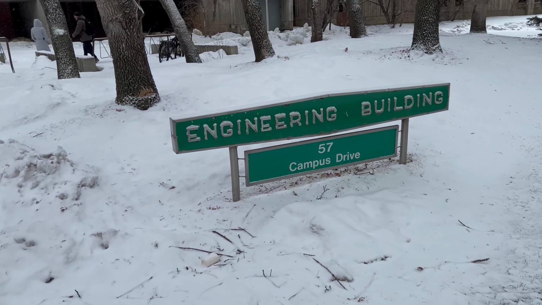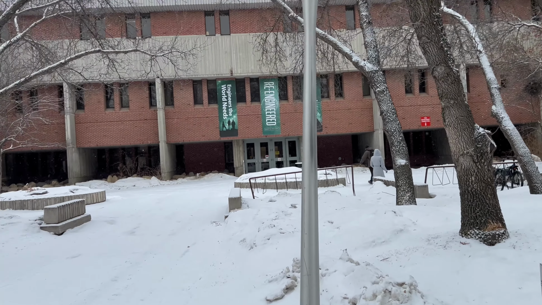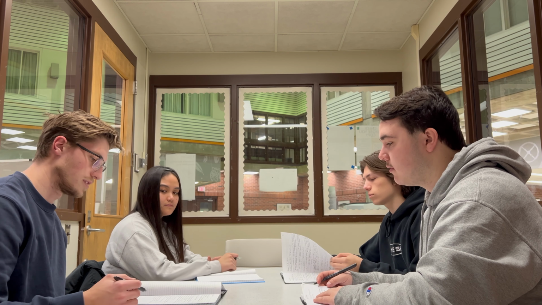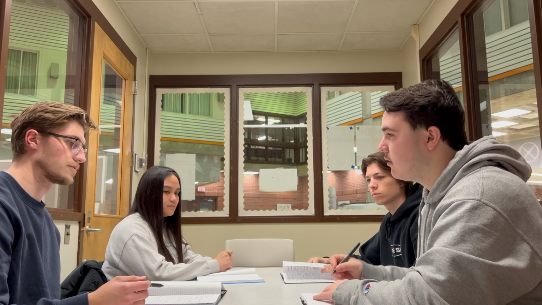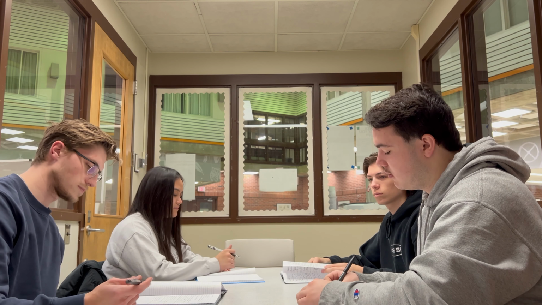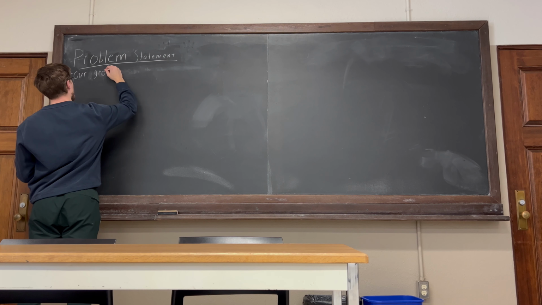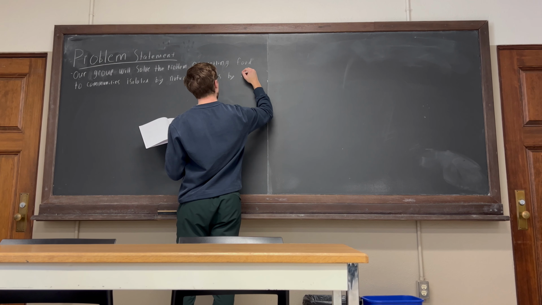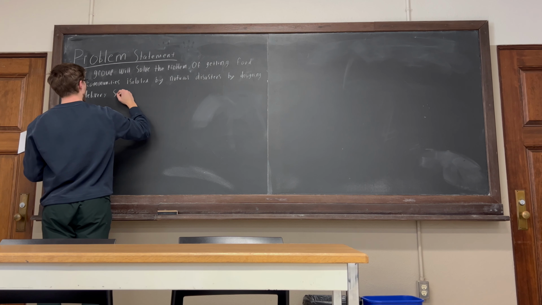The problem that we are trying to solve is how to effectively deliver food to communities isolated by natural disasters. The first step in solving any problem is to define it and identify the objectives, functions, and constraints that will determine what solutions are feasible. The problem statement we created was, our group will solve the problem of getting food and supplies to communities isolated by natural disasters by designing a delivery system.